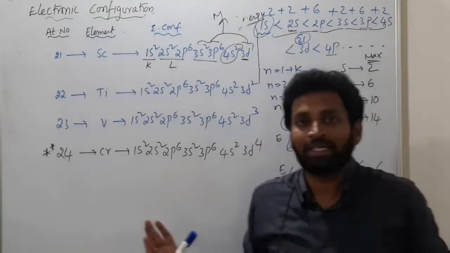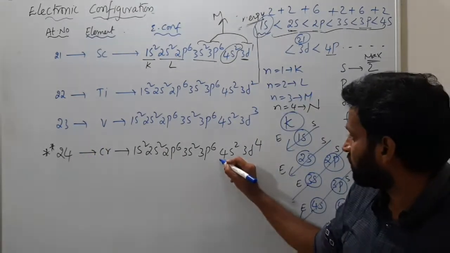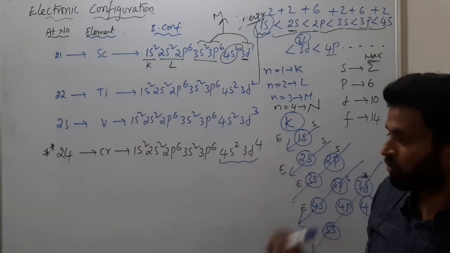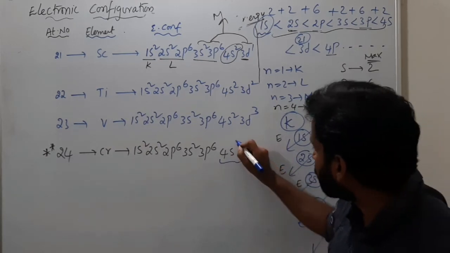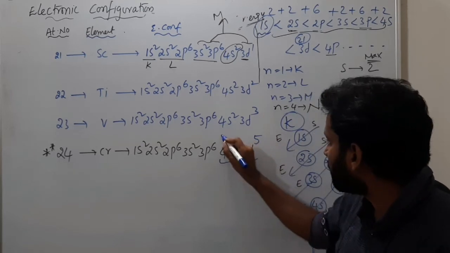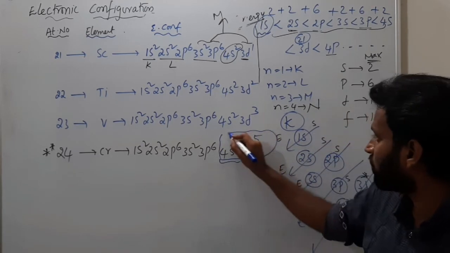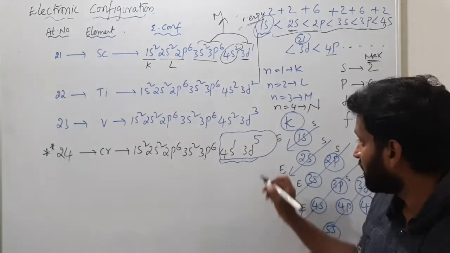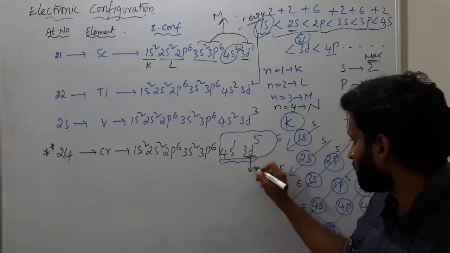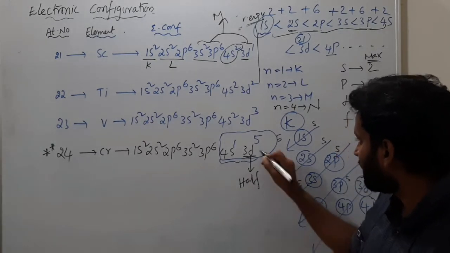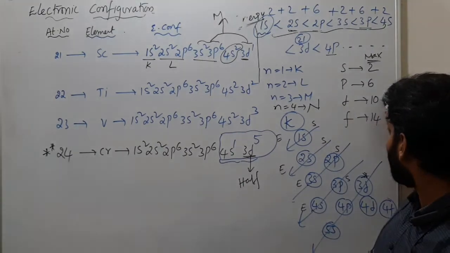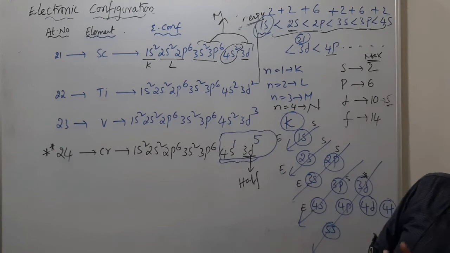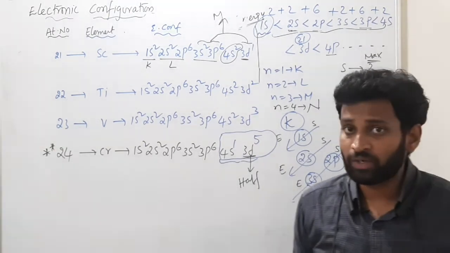But in case of chromium there is an exceptional configuration. Instead of 4s2, 3d4, the configuration is 4s1, 3d5, the most important configuration here. Why? Because here the 3d subshell is half filled. D can have a maximum of 10 electrons when completely filled, but 5 means half. Half means more stable, I told you.